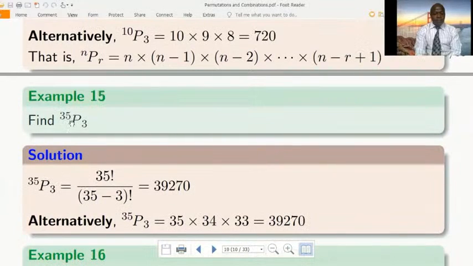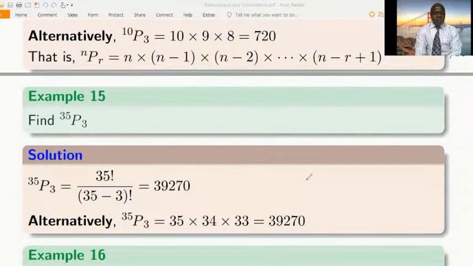The same thing here. You can do it either using this example or this other example. This other example, you only need to discover what is n minus r plus 1. So our n, of course, is 35, and r is 3, then plus 1. This will be 32 plus that, which is 33. So you're multiplying from 35 up to 33. It will be 35 times 34 times 33, and you get this answer. Or you can use this formula and get the same answer.